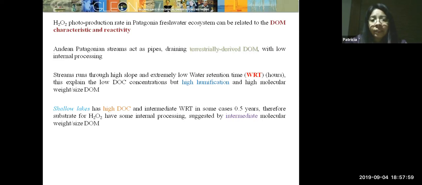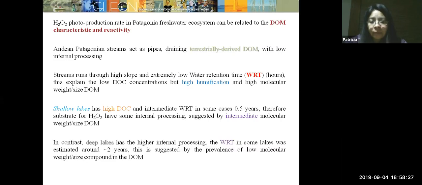Shallow lakes have higher DOC concentration, and some of them could have intermediate water retention times, in some cases about half a year. So they have substrate because they have high DOC, and they have intermediate molecular weight DOM, which is an indicator that they have some sort of internal processing. Some could be photochemical weathering, for example.